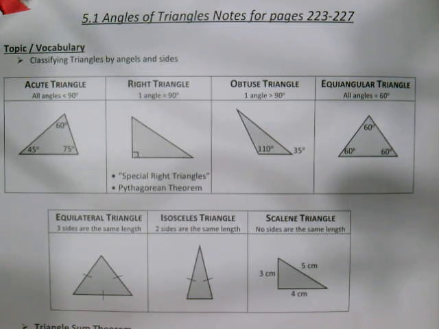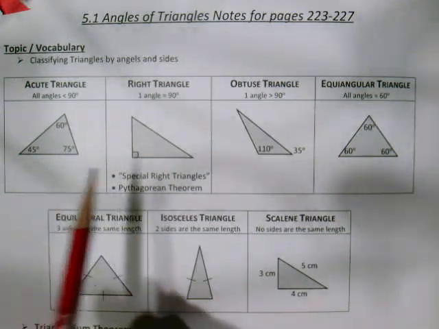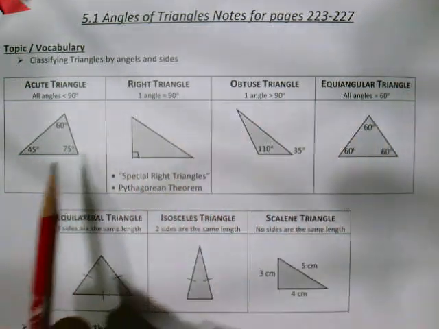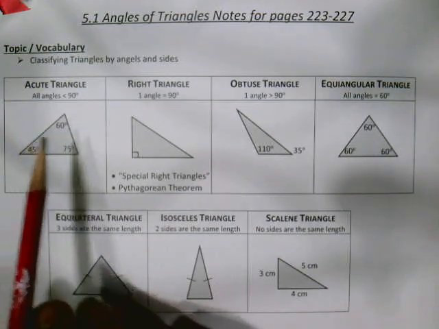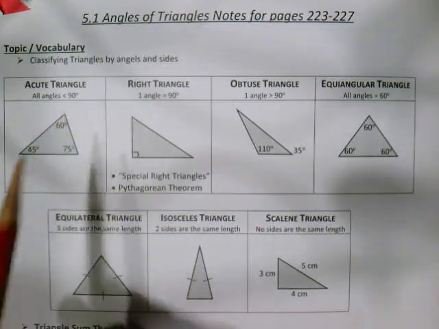All right, here we are, chapter 5, section 1. So, in the beginning here, we are just learning the vocabulary of triangles. We have a way of calling different triangles different names based upon their angles. An acute triangle, for example, has all three angles less than 90 degrees.